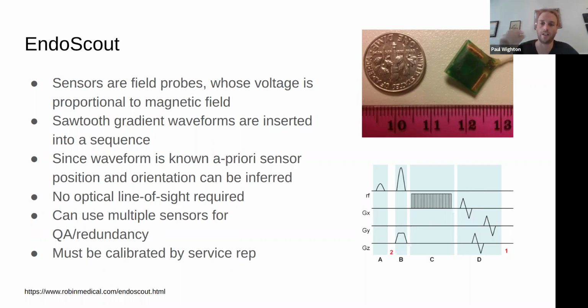Sometimes there's a tiny sphere of fluid that's off resonance to water. So with a specific RF activation and a very quick k-space-based navigator, you can find where that sensor is. That's the difference between RF and magnetic sensors.